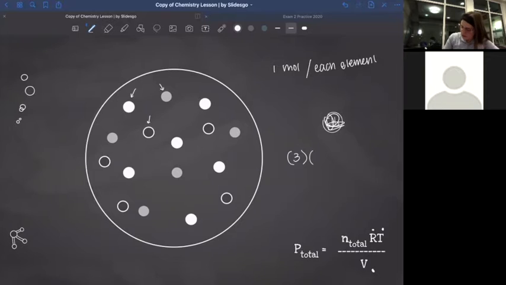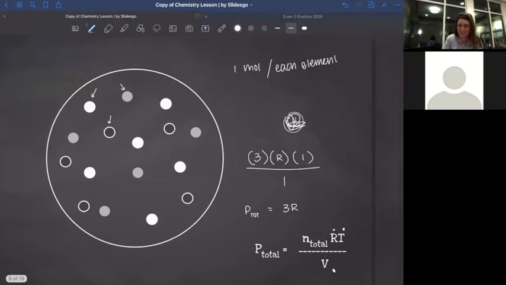And we're going to use the R constant that we got from the formula chart. So I'm just going to leave it in terms of R for right now. And then temperature, let's just say it's at 1 degree Kelvin. And then the total volume, we'll just say 1 liter. And so the total pressure is going to equal 3R. And of course, in practical terms, we would definitely multiply out that R, but just for simplicity, I'm just going to leave it.